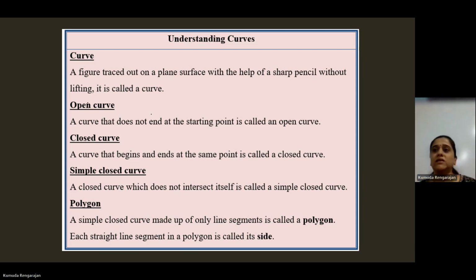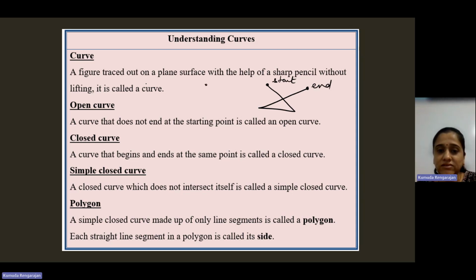All right. Now, what's an open curve? If the curve does not end at the starting point, so say you start here, and you end here. This is the starting point, and this is the ending point. The two points are not the same. The starting point is different from the ending point, that is, the curve does not end at the starting point. So it's an open curve. In simple words, if the starting point and the ending point are not the same, it's an open curve.